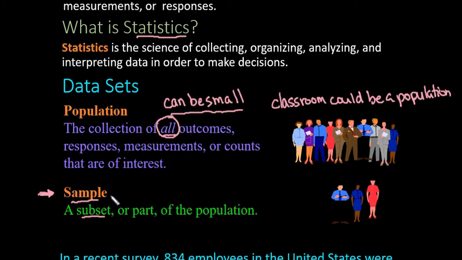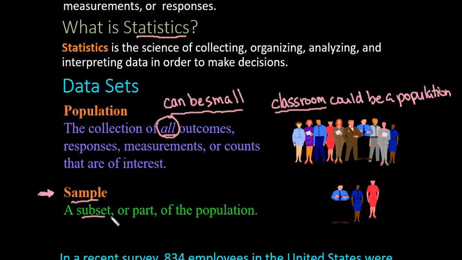Okay, so for a sample, I know that up here I used the example that a classroom could be a population. Well, a classroom could also be a sample, because the students in that specific class would be a subset of all other students that are in the same grade level in, say, the United States or in Europe.